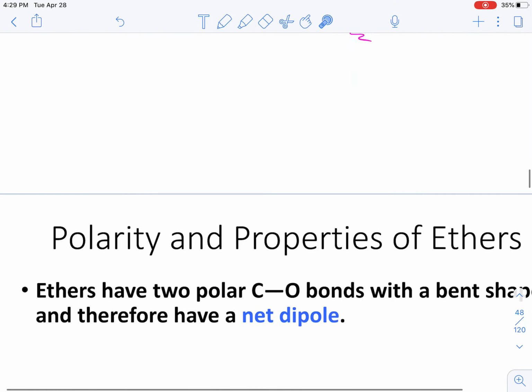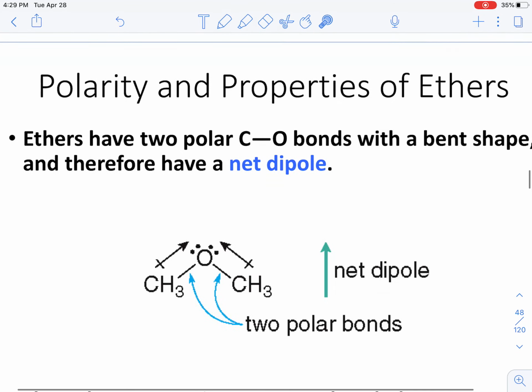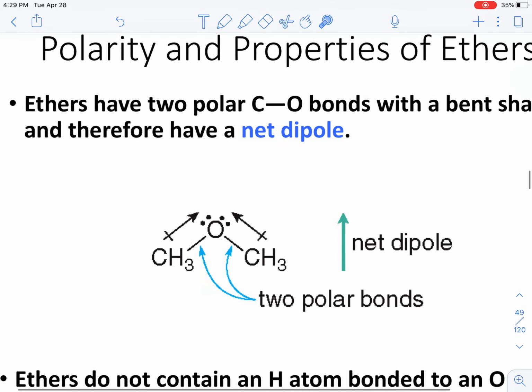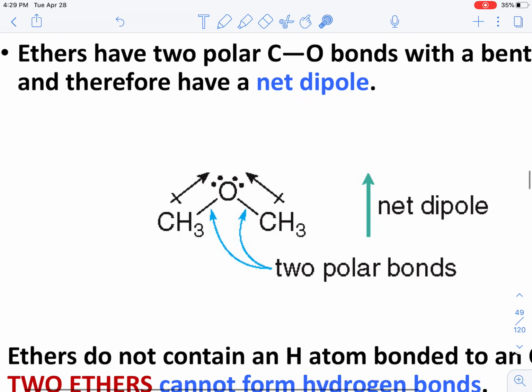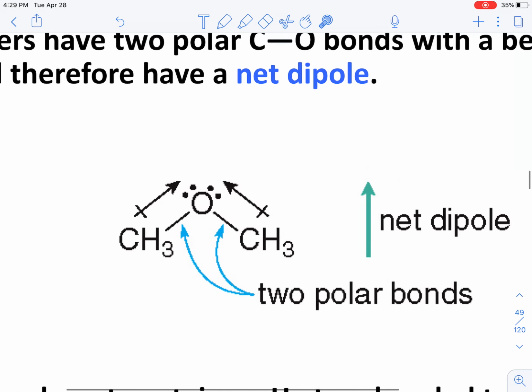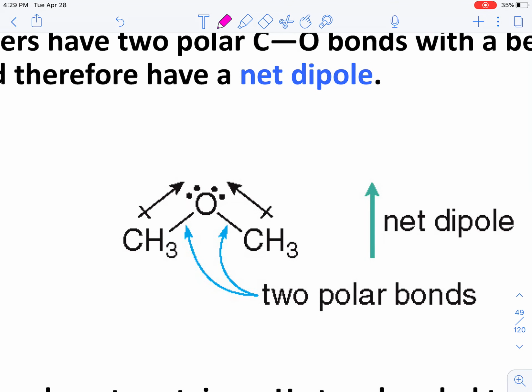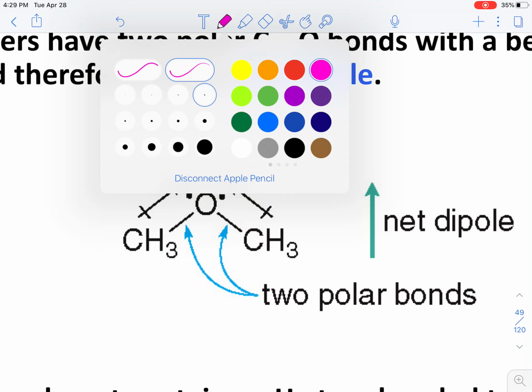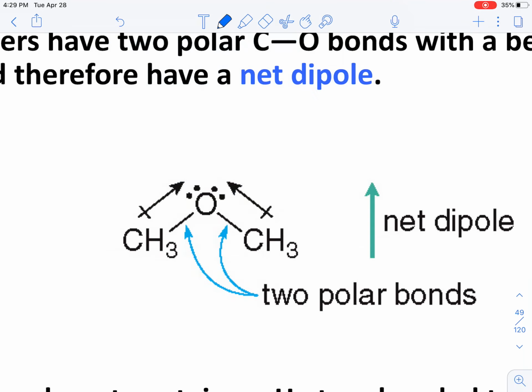Okay. All right, so let's go ahead and talk about its polarity, so that we can better understand its physical properties such as melting point, boiling point, and solubility.